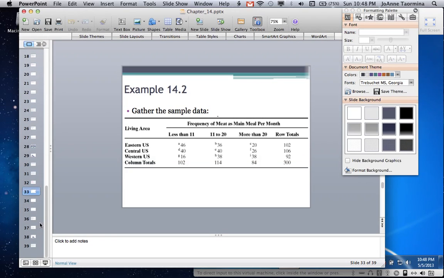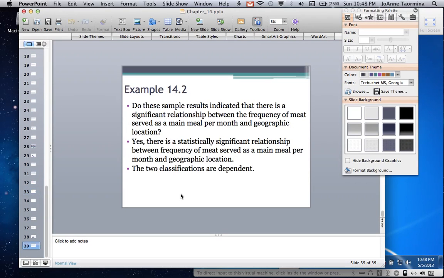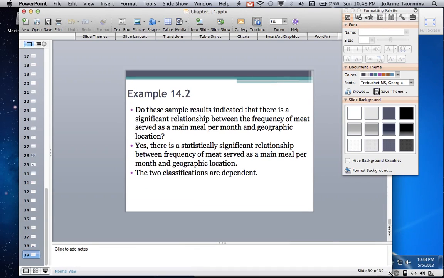That concludes this lecture on chi-square. Chi-square is usually one of the hypothesis tests that students find the easiest. So it's nice to end the semester on that note.